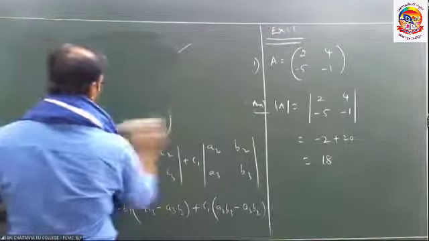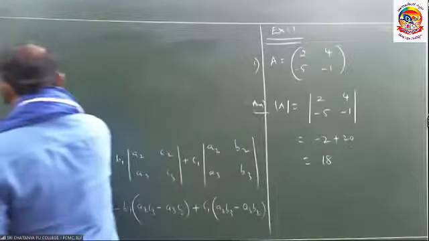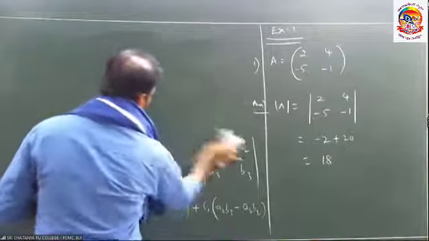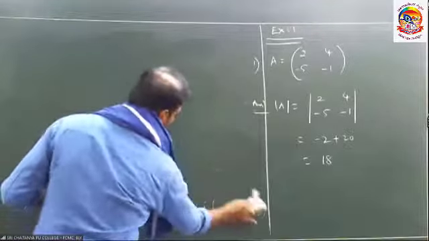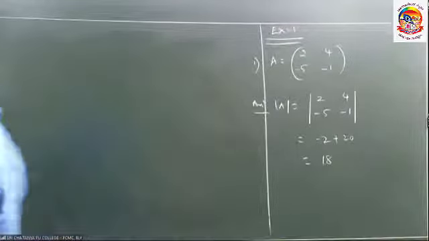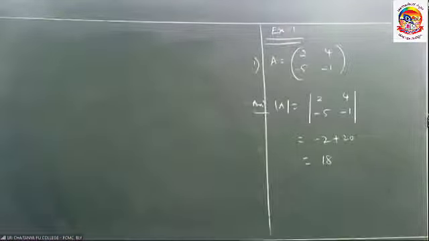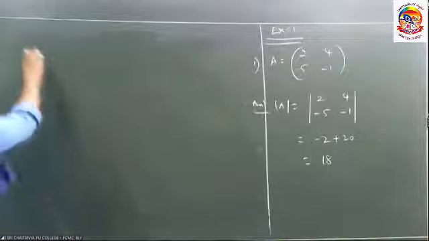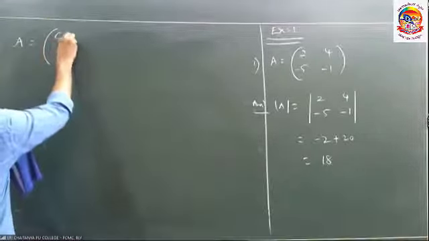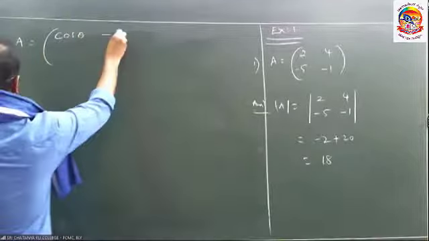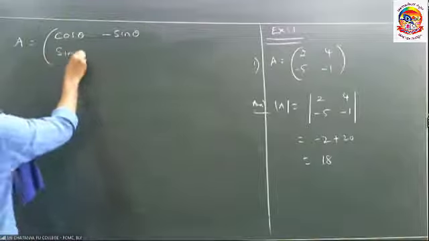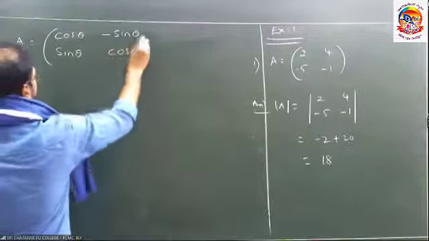Take down another question. Find the determinant of the following matrices. Capital A is equal to cos theta, minus sin theta, and cos theta.